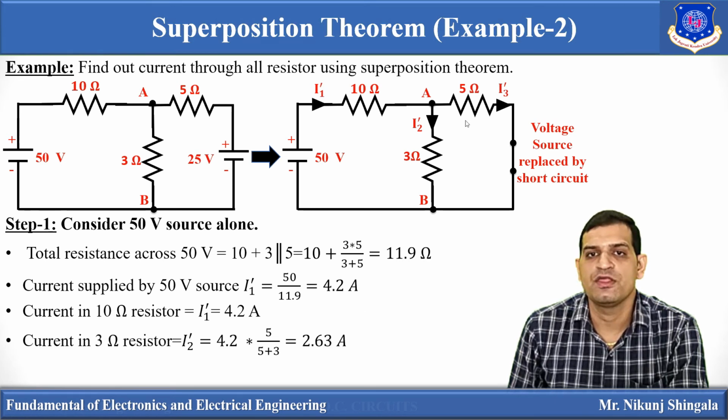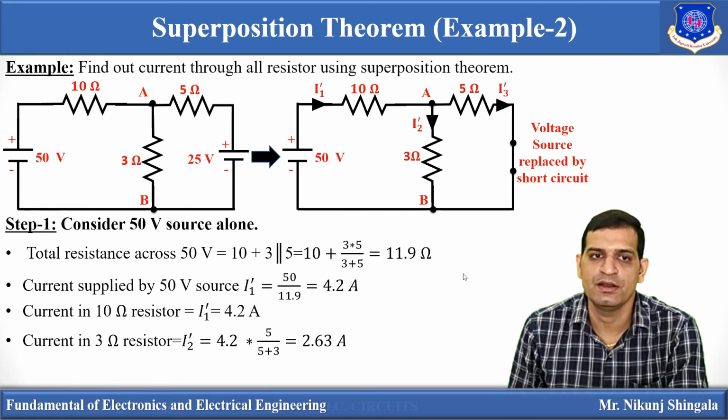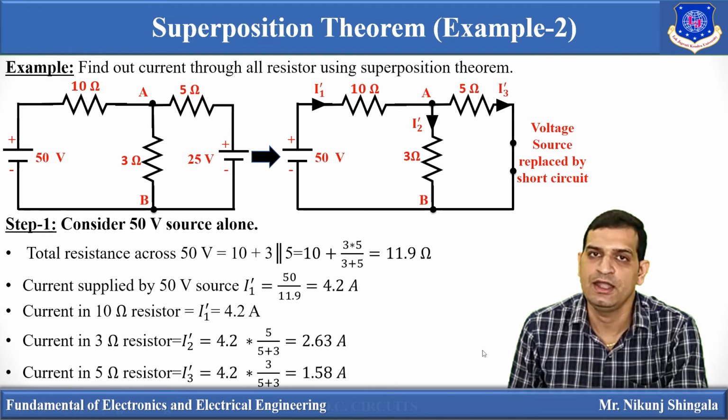Current in the 3 ohm resistance, that is I2 dash, is equal to total current, that is 4.2, into opposite resistance, that is 5 divided by 5 plus 3, that is 2.63 ampere. And the current flowing through the 5 ohm resistance is given by total current into opposite resistance divided by the sum of resistances. So 4.2 into 3 divided by 5 plus 3, that is nothing but 1.58 ampere. So whenever we are considering the 50 volt battery, I1 dash is 4.2 ampere, I2 dash is 2.63 ampere, and I3 dash is equal to 1.58 ampere.